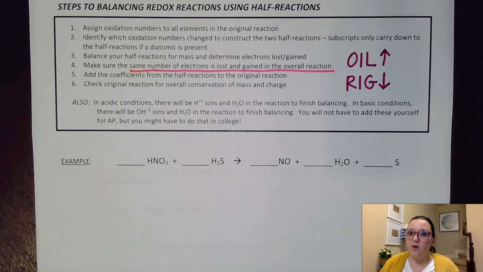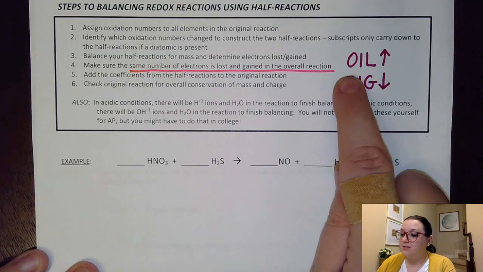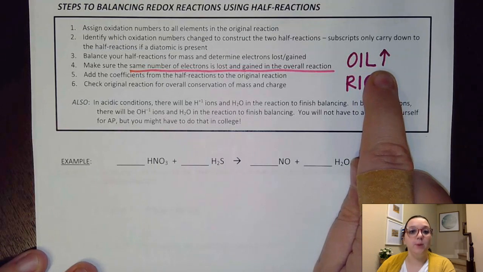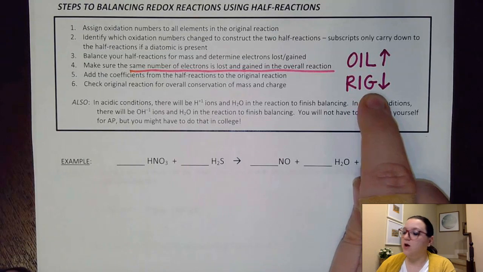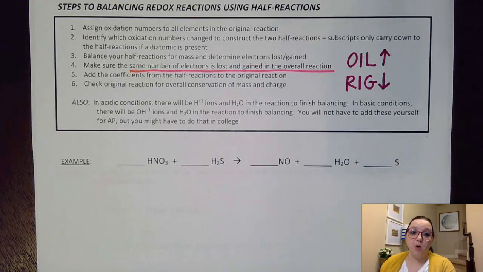Now, for this to work, it's important for us to remember our OIL RIG saying that oxidation is a loss of electrons, but that means oxidation numbers are increasing, they're becoming more positive, and a reduction is a gain of electrons, so our oxidation number is going down or becoming more negative in that gaining of those negative particles.